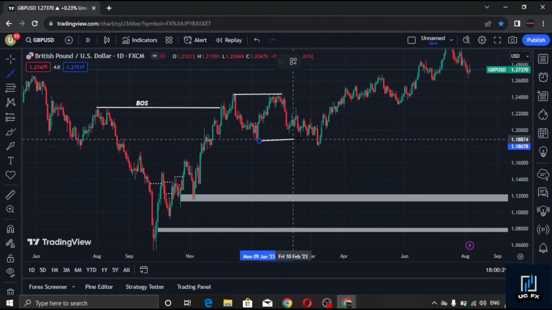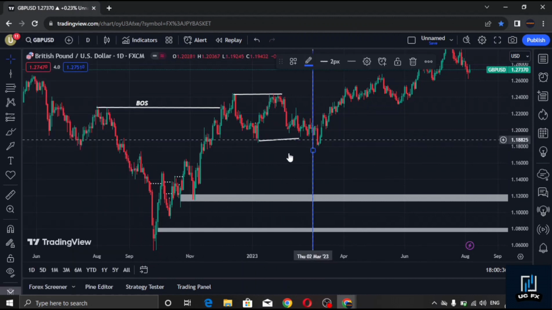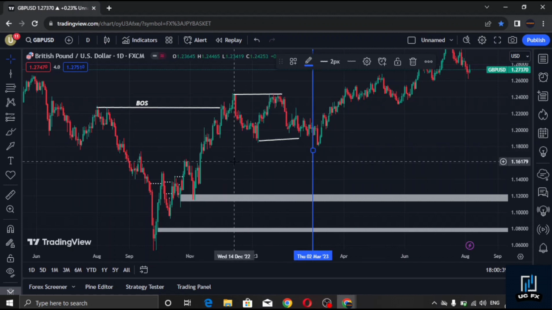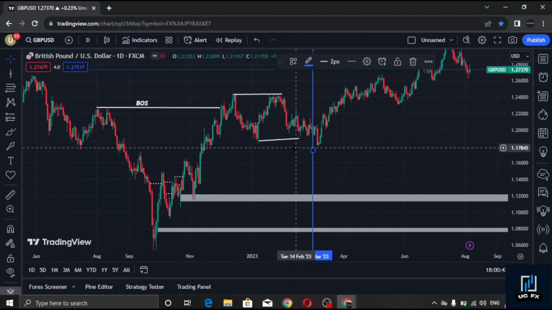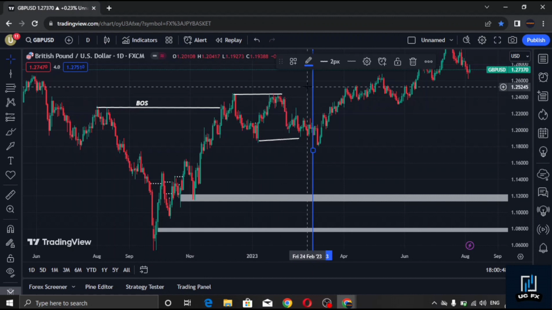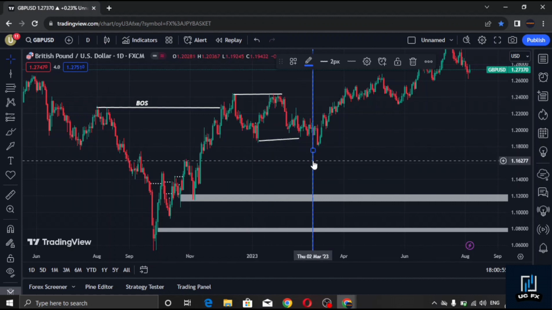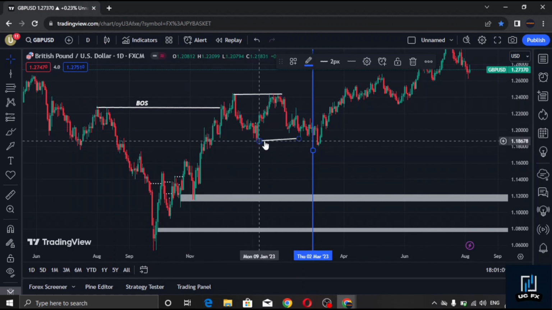So let's assume this part of the market hasn't formed yet. Assume we have only this part of the market. Looking at this double top and double bottom, you would agree with me that if this market moves up to take out these highs, traders will start buying, right? And if it goes down, traders will start selling. Which means we have liquidity above this range and liquidity below this range.